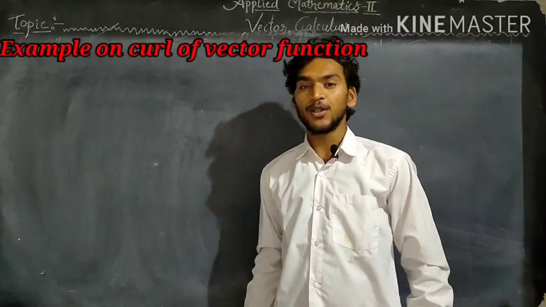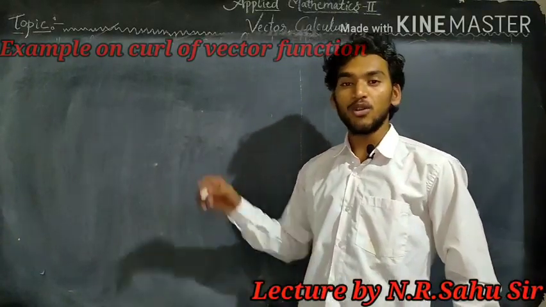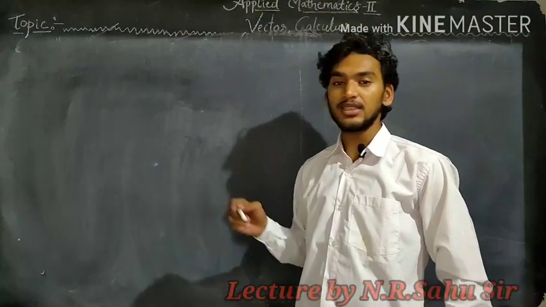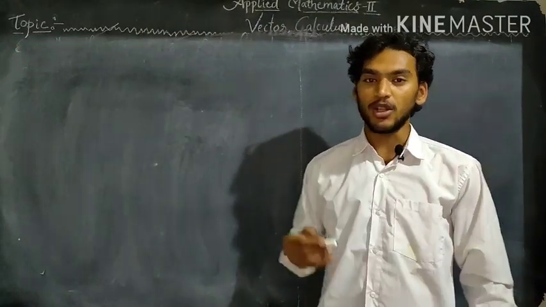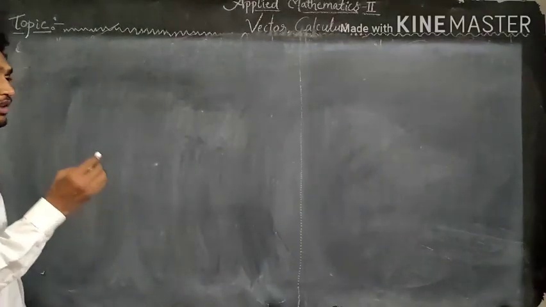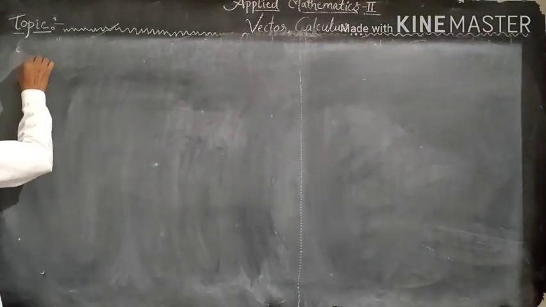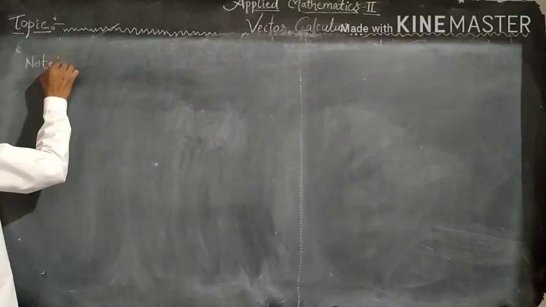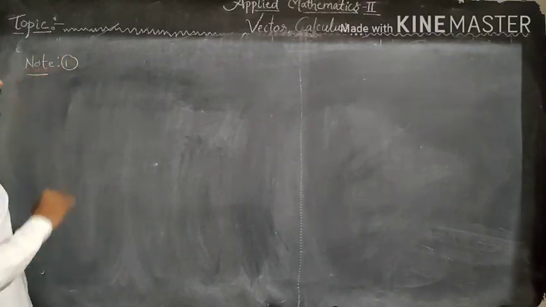Hello friends, today we will discuss one more example on divergence and curl of a vector. So let's start the example. But before the example, one important note, that is note number 1.